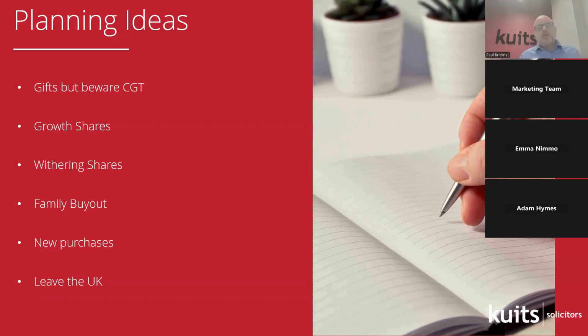We have a thing called growth shares where we say, okay, value today is 10 million, but we hope it's going to grow to 20 million. Let's create a class of shares that captures all of that growth and we'll give the growth away and just keep the current value. That helps the problem getting worse. It doesn't make it better necessarily, but it stops it getting worse. Variation on a theme, withering shares, is where we have a class of shares that do come down in value over time. And the longer you live, the smaller the inheritance tax bill might be.